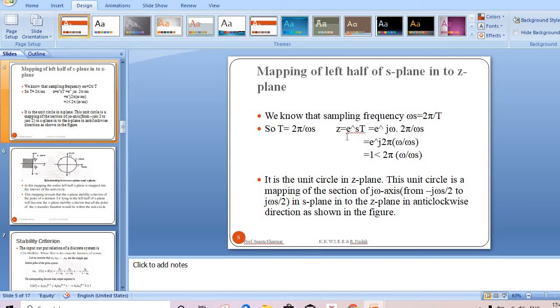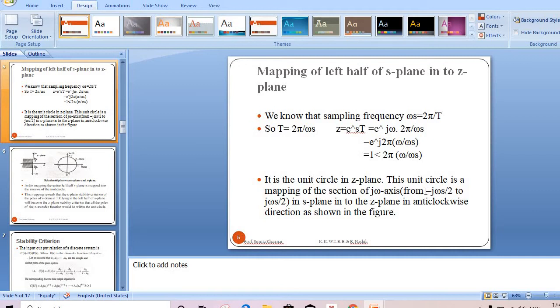So when Z is equal to e raised to ST, it will become e raised to j omega, which is the value of S, and T has value 2 pi upon omega s. By simplifying it, it will be e raised to j 2 pi into bracket omega upon omega s. Hence this Z becomes 1 angle 2 pi into bracket omega upon omega s. So magnitude is 1, and it means it is the unit circle in the Z plane.